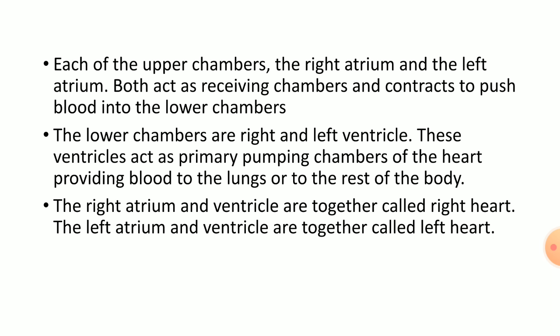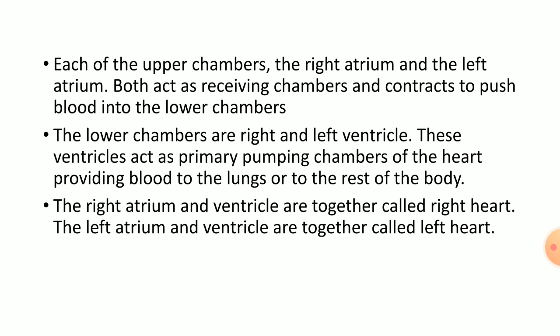That is, the human heart consists of four chambers. The upper two are atrium or auricle and the lower two are ventricles. These atria are called receiving chambers, which receive blood and, when they contract, push blood into the lower chambers. The lower chambers are the right and left ventricle. These ventricles act as primary pumping chambers of the heart, providing blood to the lungs or to the rest of the body. That is, the lower two chambers are the left and right ventricle. These ventricles are called pumping chambers because they can pump blood to the lungs and other body parts.